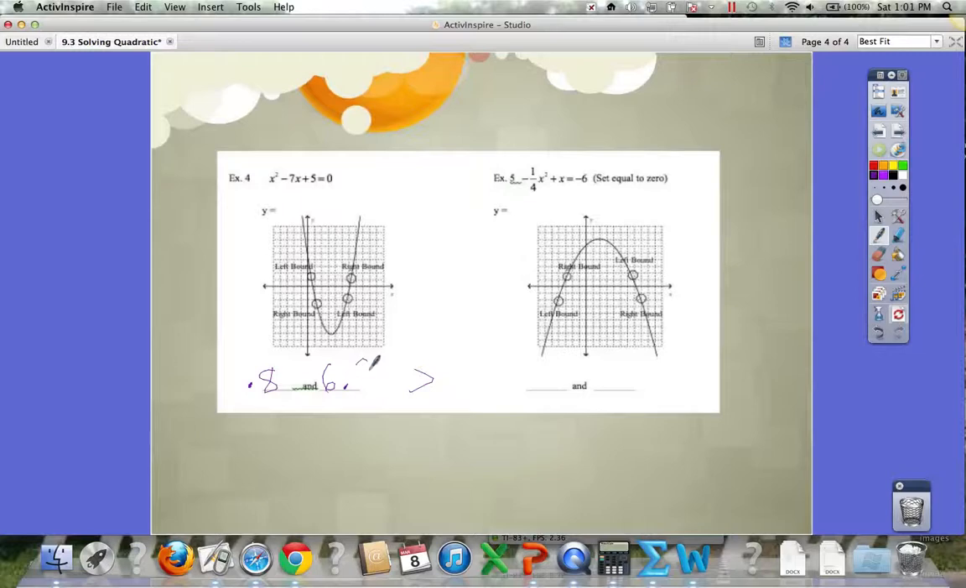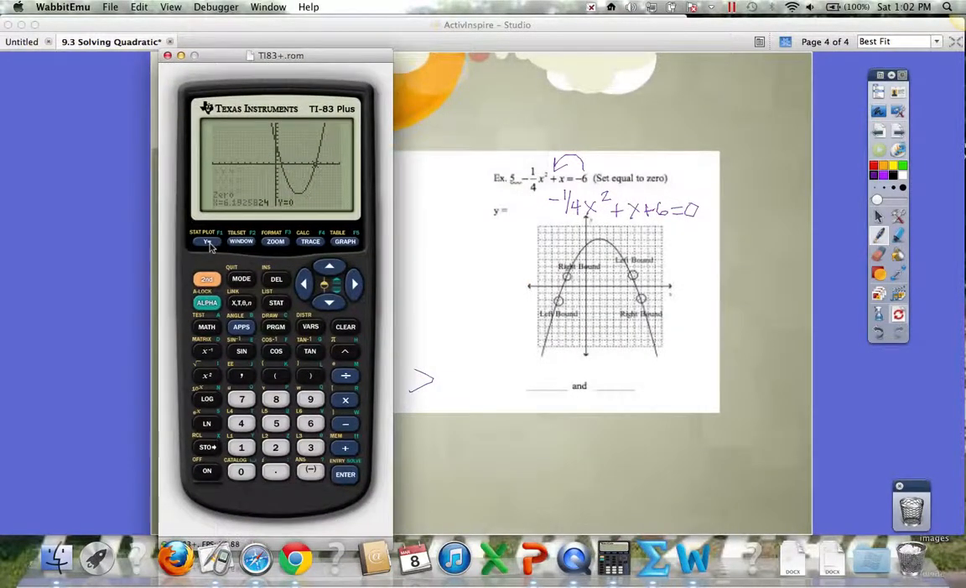6.2. Okay, that's the place right here and the place right here. These are your solutions. Okay? All right, now the next one, this one has to be fixed because it is not set equal to 0. It's equal to -6. So I have to move that -6 over here. And let's make sure we keep it in descending order. Plus x. And then if we move that -6 over, it's going to become a +6. And now we can graph it.